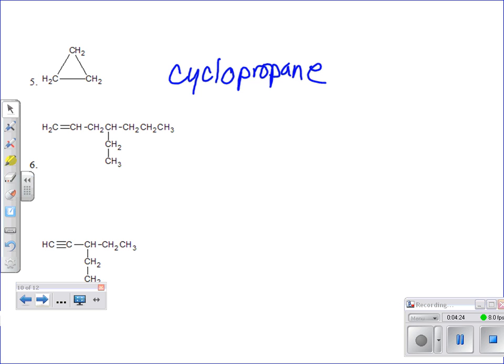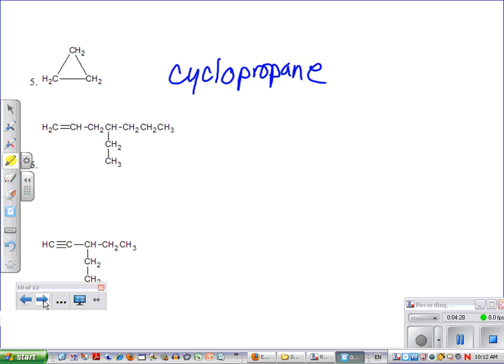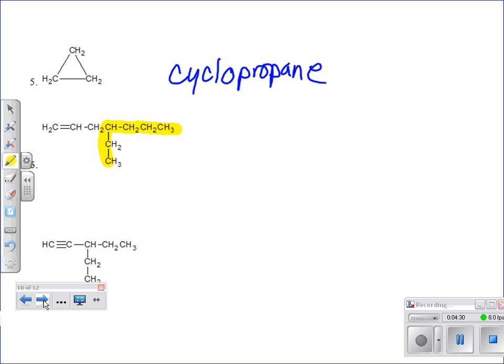Okay, number 6. Longest continuous chain of carbon. Could that be it? Absolutely not, because it has to contain that double bond, so we know that's not it. It is going to be right there. And how many carbons is that? 7, okay. So that's going to be hept, and the ending, ene.